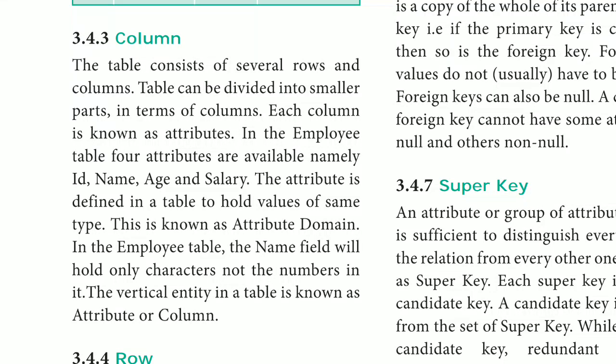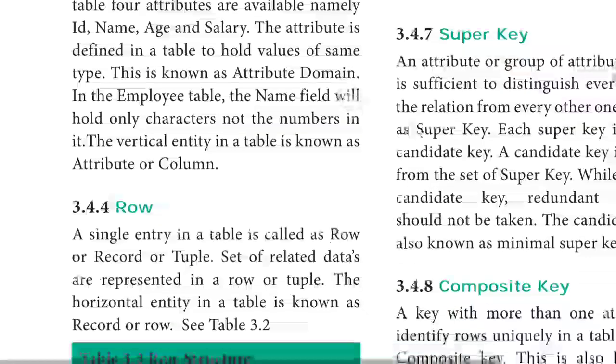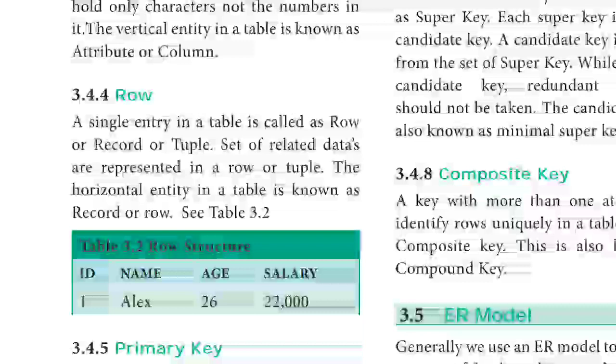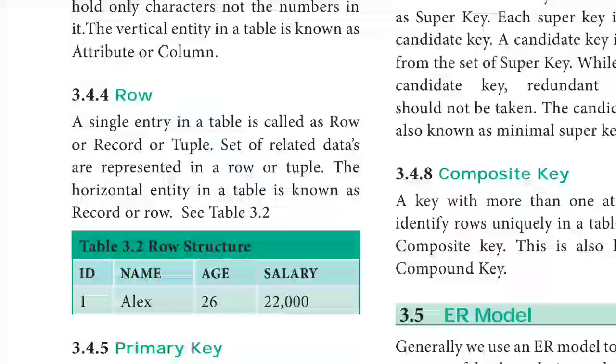The attributes are defined in the table to hold values of the same type. So this is known as attribute domain. In the same employee table, the name field will hold only characters, not numbers. The vertical entity of the table is known as attribute or column. Next is row. A single entity in the table is called a row or record or a tuple. So a set of related data is represented in a row or tuple. The horizontal entity of a table is known as a record or a row.